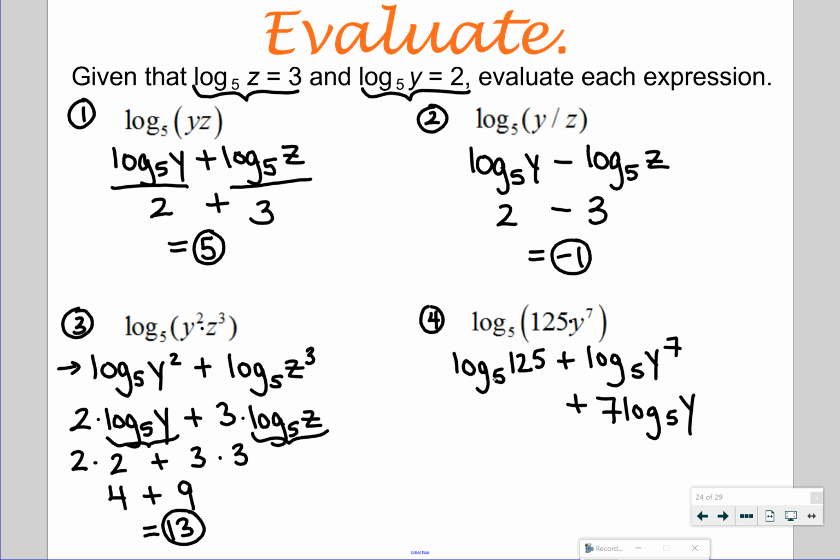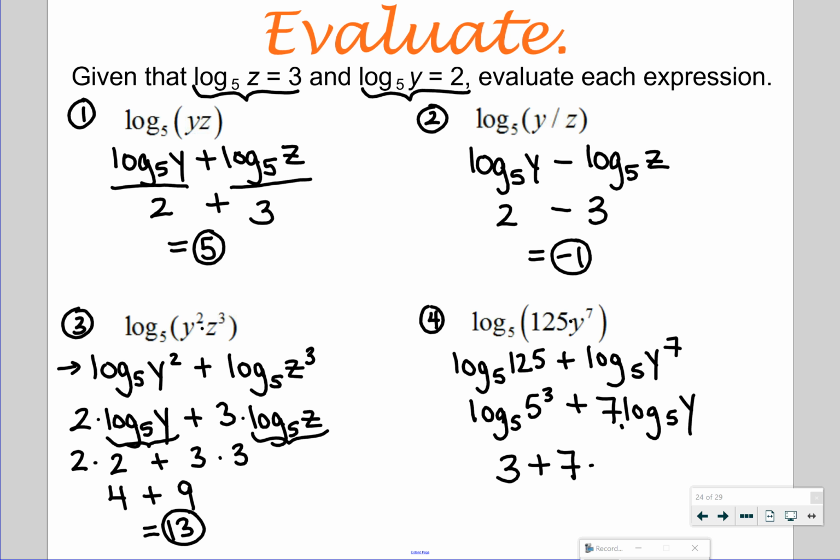I have log base 5 of 125. This is one that you can evaluate in your head. You can also use one of our log properties. So one way to think about it is 5 to what power gives me 125. Or you could write 125 as 5 to the third power. And then this log property, remember from the last lesson, tells us if we have a log base and a power of the same base, they cancel, and they give me 3.